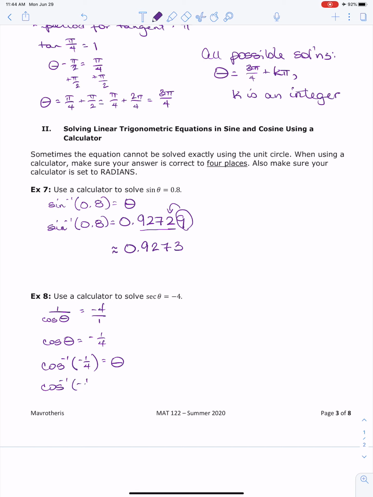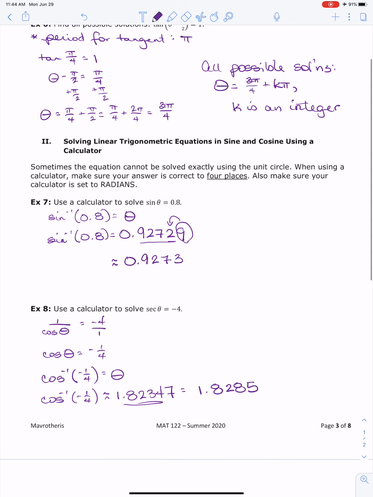Our inverse cosine. Once we plug that into the calculator, we get 1.82347. Again, I want to round to 4 places. I get 1.8235. And that's it for page 3.